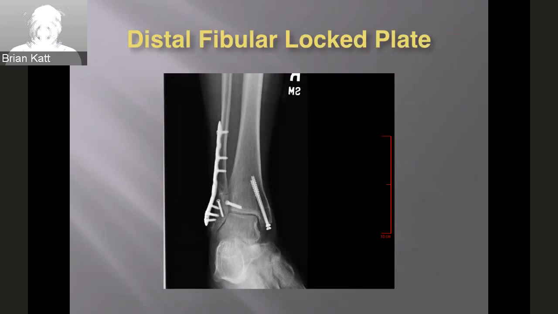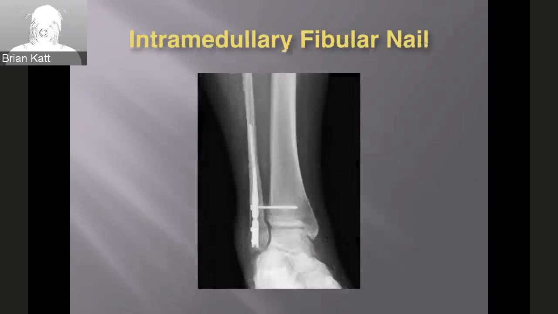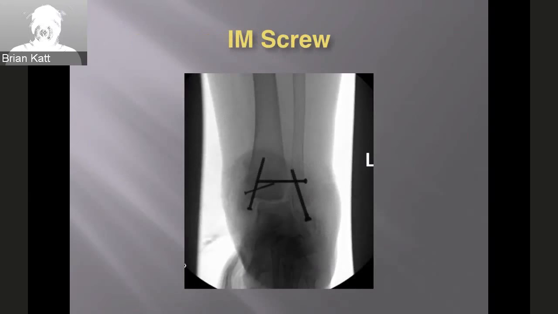Other forms of fixation: these hook plates work well for these more distal transverse fibular fractures. Locking plates do have indications for these fractures as well, these pre-contoured plates. I don't have a lot of experience putting in these IM fibular nails, but this is another point of fixation that can be used. I have put in more of these intramedullary screws.